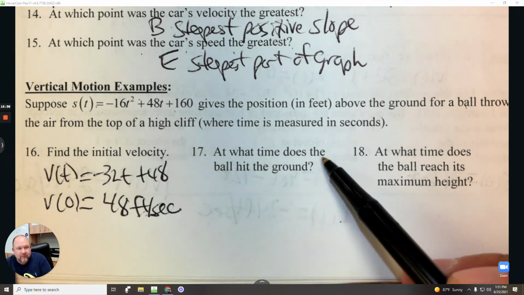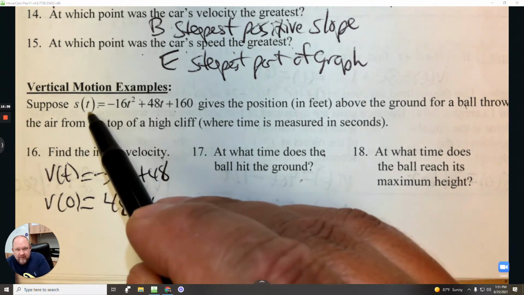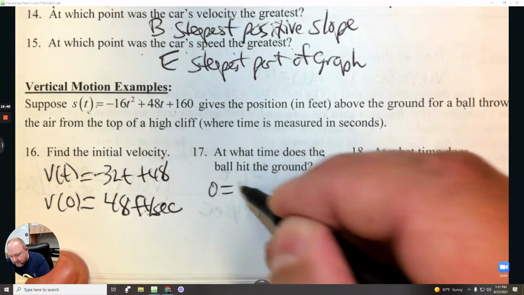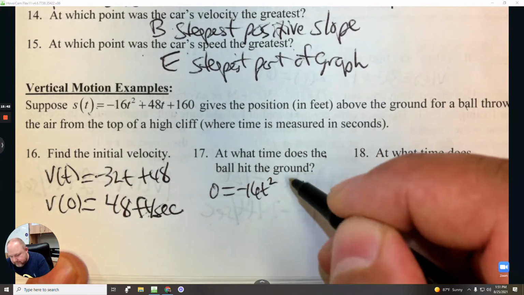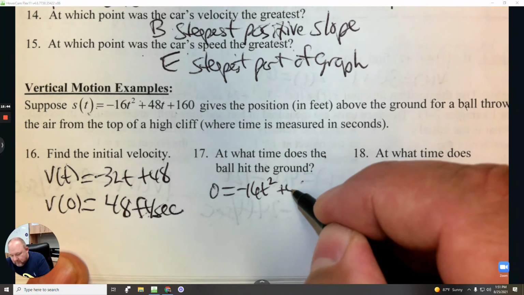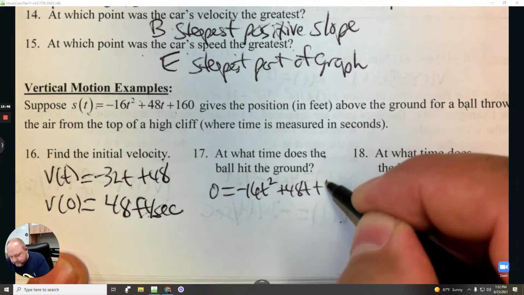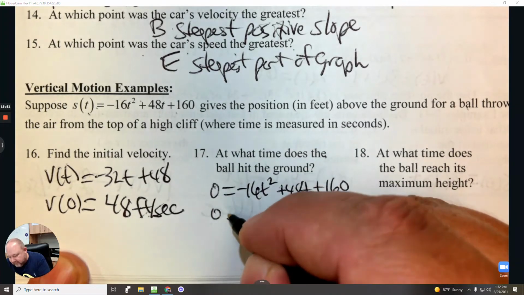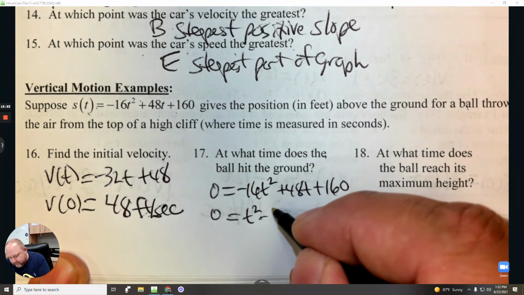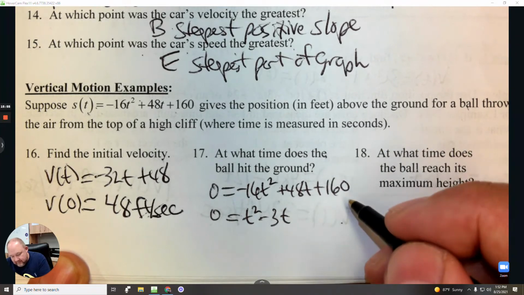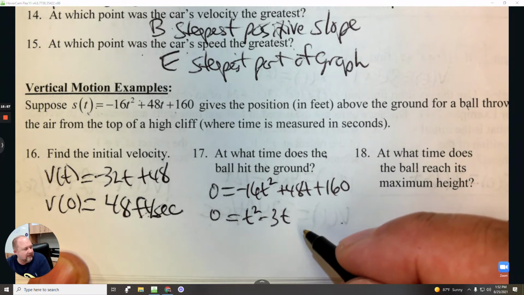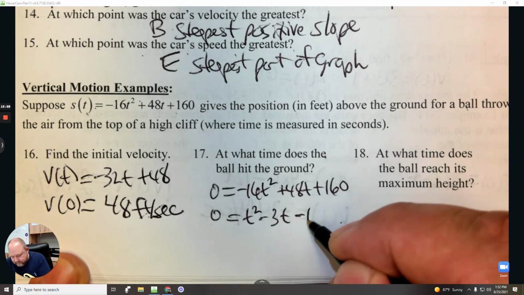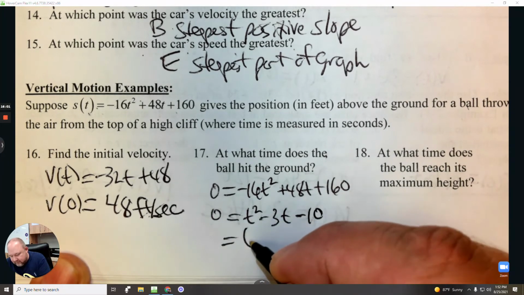At what time does the ball hit the ground? That's when the position is 0. So we make it equal to 0. We can actually divide everything by negative 16. What is that? That would be 10. And then we can factor.